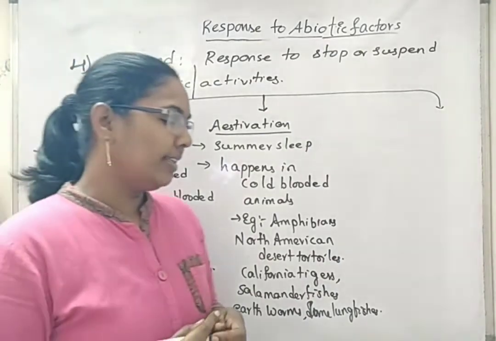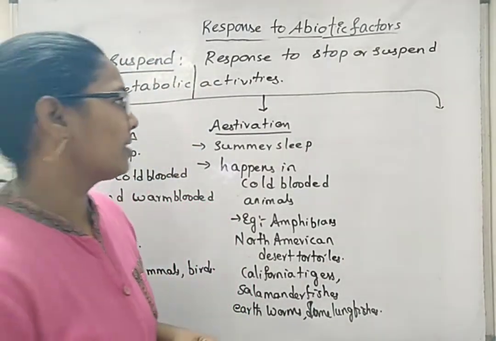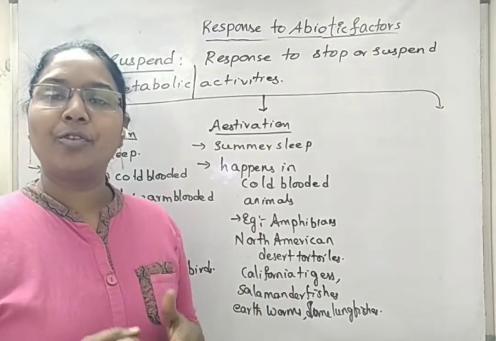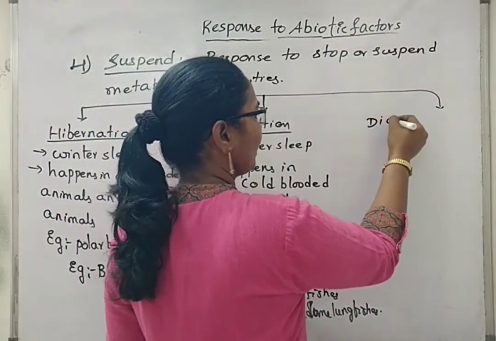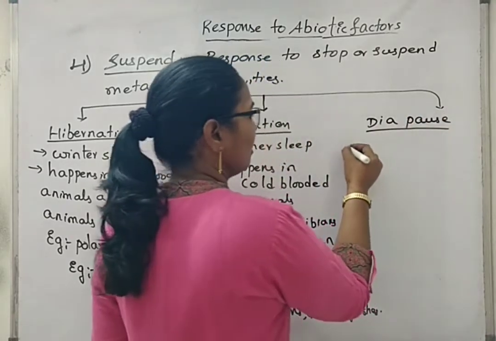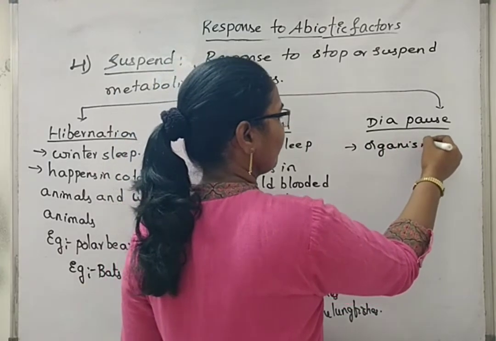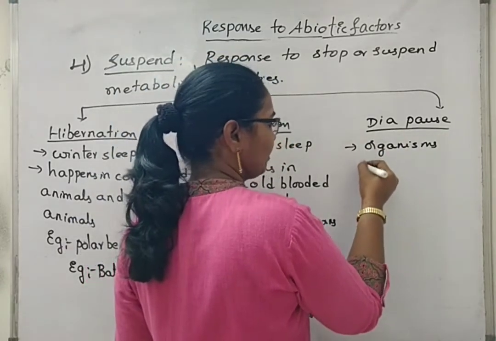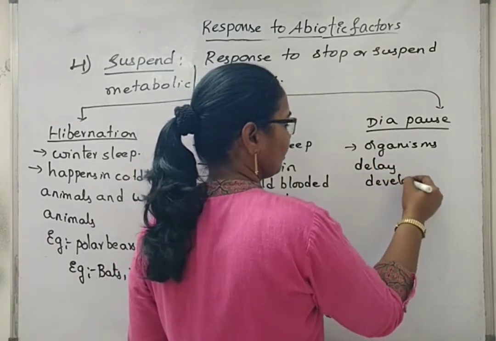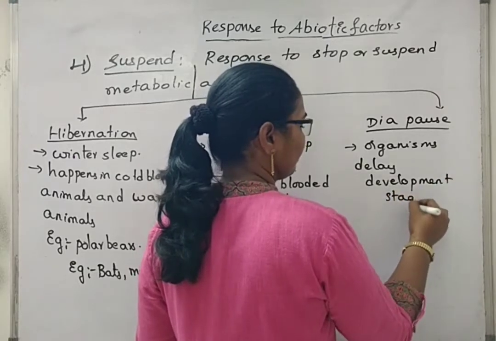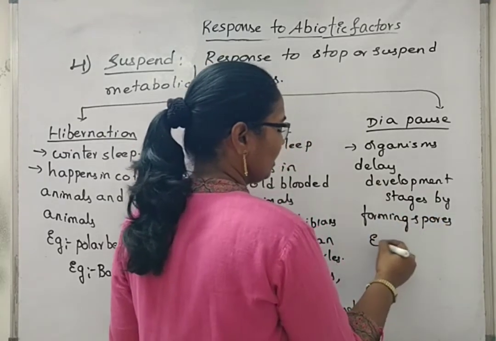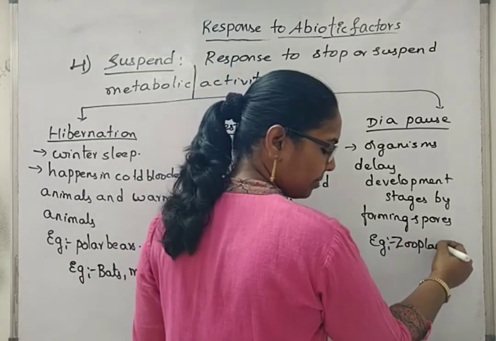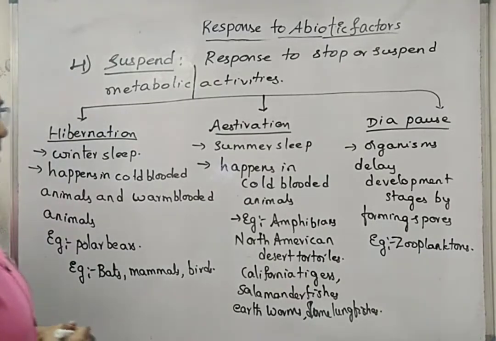Some organisms delay their development due to unfavorable conditions by exhibiting structural changes like forming spores. Zooplanktons can be said to be examples of that. So another type of response is diapause. You know that pause means stopping. So these organisms delay the developmental stages by forming spores. Here, examples can be taken as zooplanktons. This is about the suspend type of response by organisms.